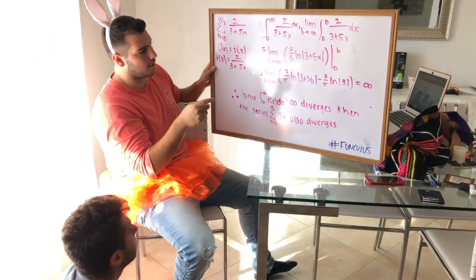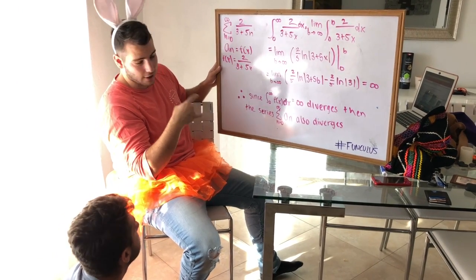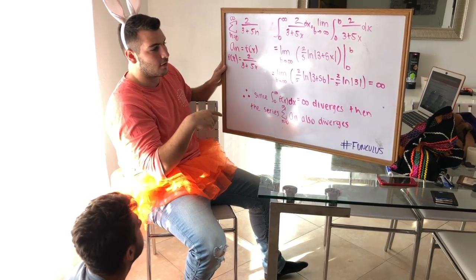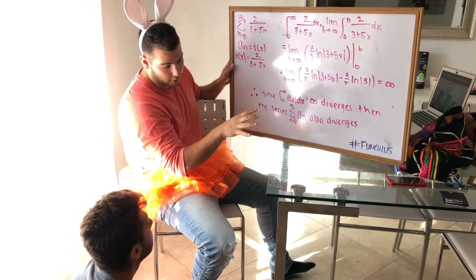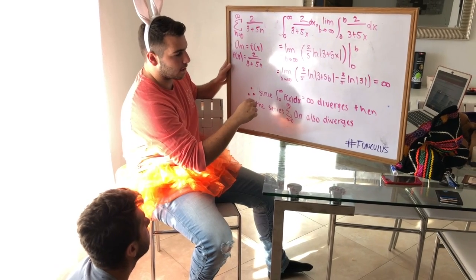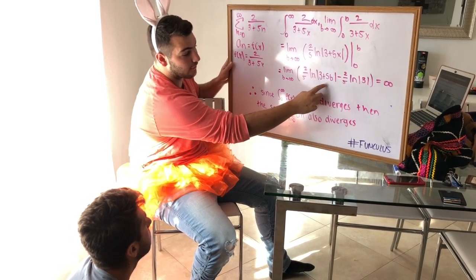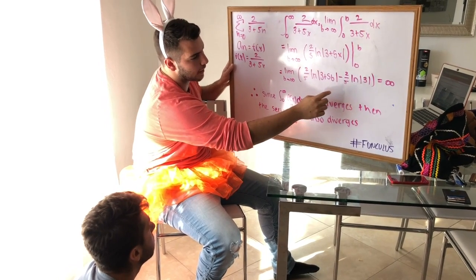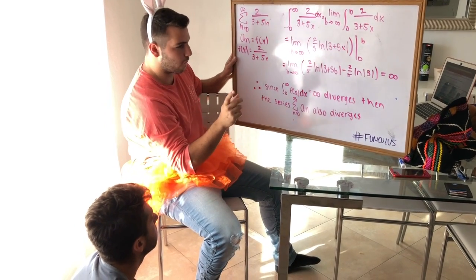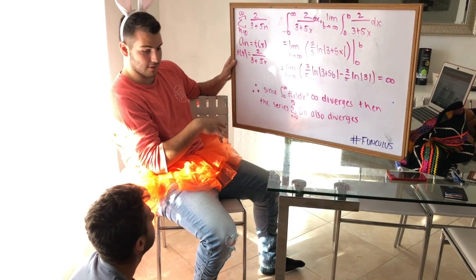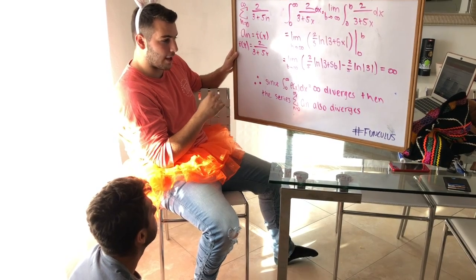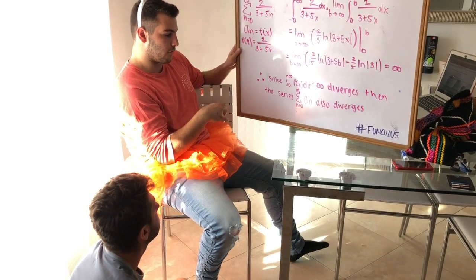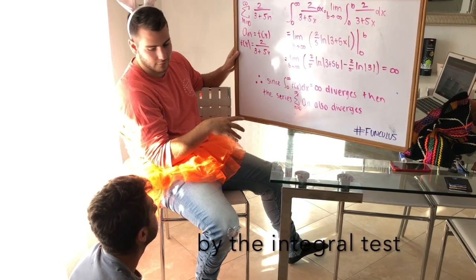The limit as b goes to infinity equals 2 over 5 times the natural log of 3 plus 5x from 0 to b. Plugging in all these numbers, we find that the limit as b goes to infinity of 2 over 5 natural log of 3 plus 5b minus 2 over 5 natural log of 3 equals infinity. So, therefore, since the integral from 0 to infinity of f of x dx equals infinity, it diverges, then the series from 0 to infinity of a sub n also diverges. You got it? I got it.